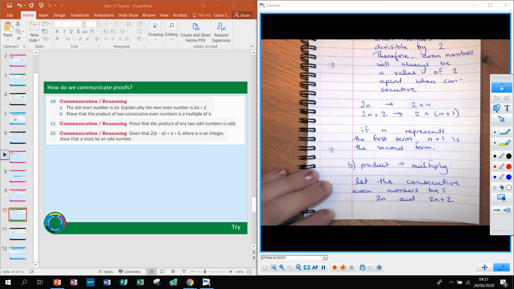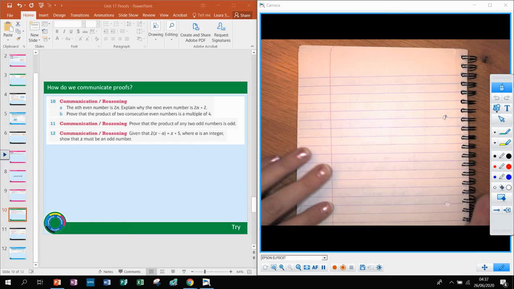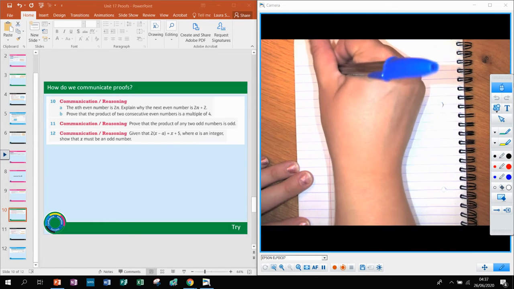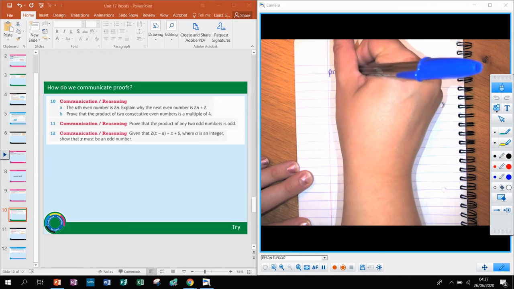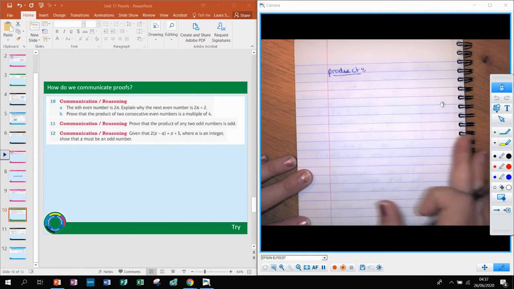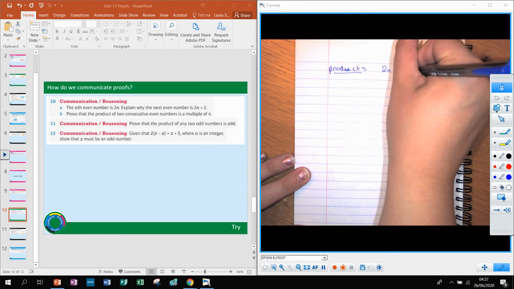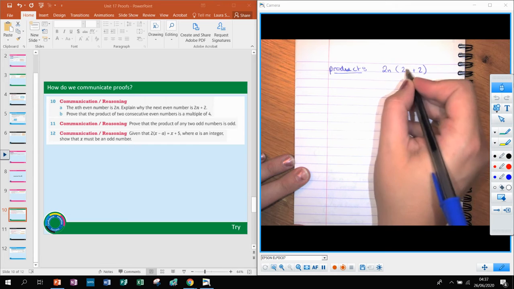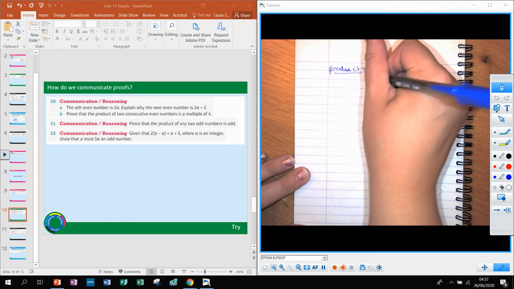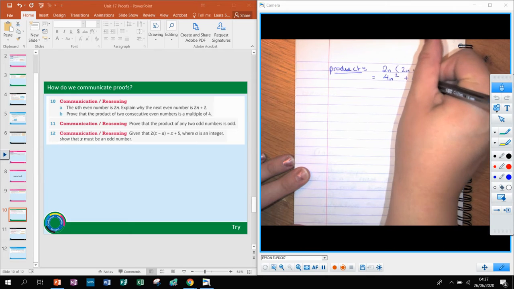Just like we learned. And now we're going to find the product. When you're laying this out, I always like to write exactly what I'm doing, so I would say I'm working on the product now, like this. And that's going to be 2n times 2n plus 2. I'm going to need to expand, so I want to make sure that I use a bracket there. And that is equal to 4n squared plus 4n.